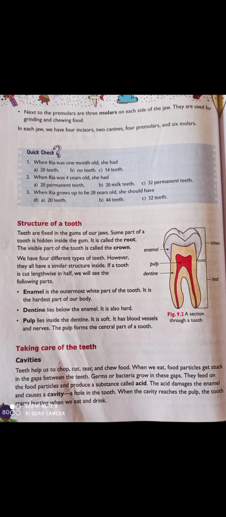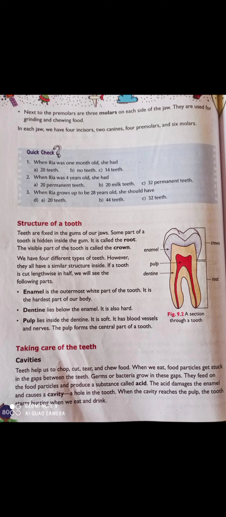Next is molars. Next to the premolars are 3 molars on each side of the jaw. They are used for grinding and chewing food. So in this way, in each jaw we have 4 incisors, 2 canines, 4 premolars and 6 molars.